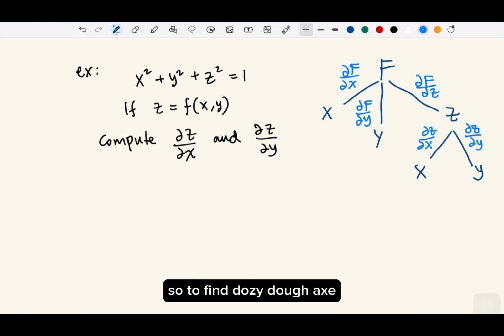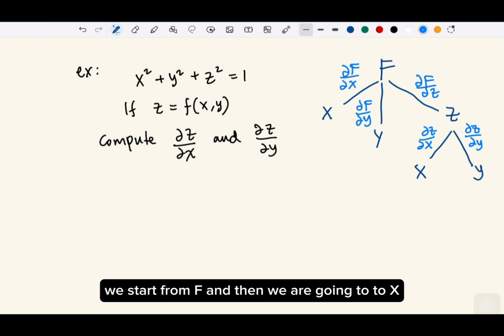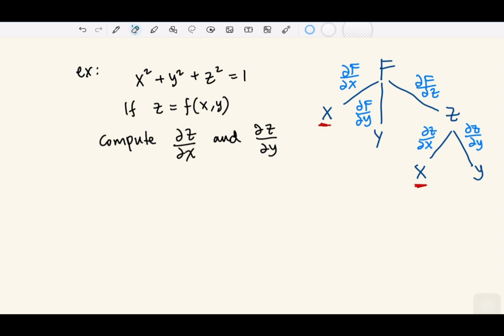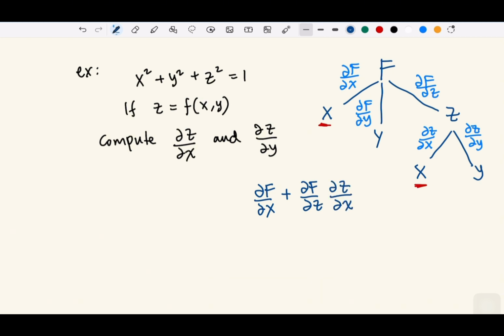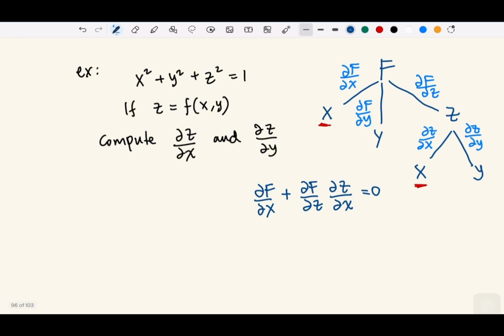So to find dou z dou x, we start from f and then we are going to end on x. So dou f dou x plus dou f dou z times dou z dou x. And this is equal to 0, based on the equation here.